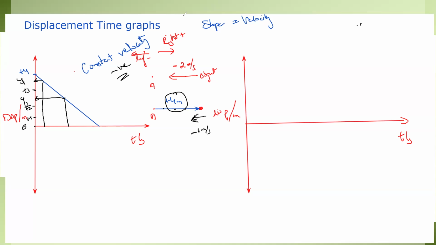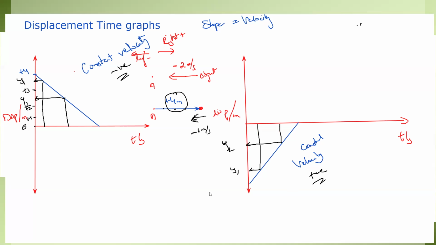In the same way, if we have a displacement time graph in this manner, again, it's a straight line. When it's a straight line, the velocity is always constant. But what about the value of the velocity? Is it positive or negative? When I draw the line, the first point will be y1 and this will be y2. So y2 is above y1, which means it is positive.